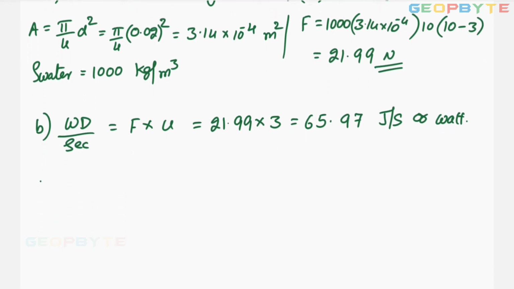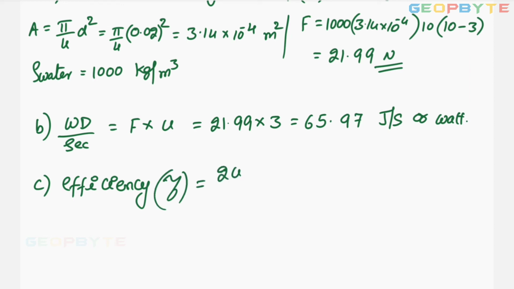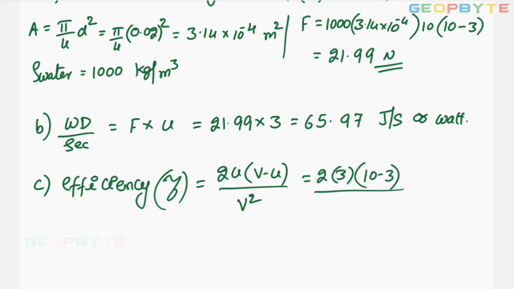The last part, efficiency. Efficiency eta equals 2 into U into (V minus U) divided by V square. So 2 into U, 3, into 10 minus 3, divided by 10 square, multiplied by 100 for getting the efficiency around 42%. That is how the problem can be solved. I hope all of you understood.